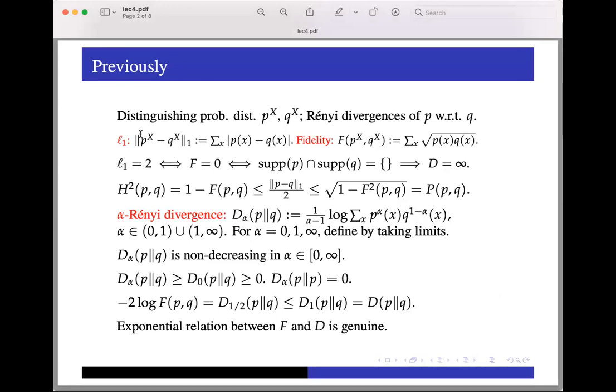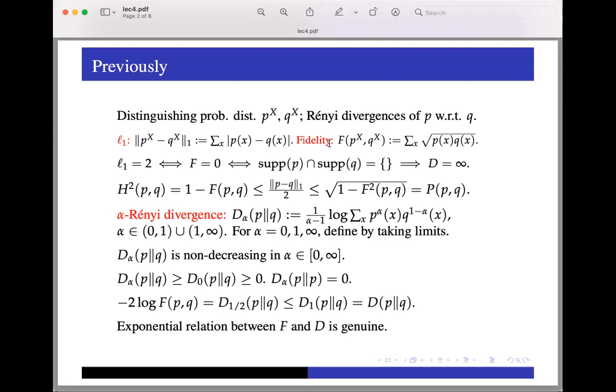So let us recall, this is the L1 distance between probability distributions, okay? And this is the fidelity distinguishing measure, also known as the Bhattacharya measure, between two probability distributions. So the L1 distance is the metric, which means that if P is equal to Q, the L1 distance is 0. If P is not equal to Q, L1 distance is not equal to 0. It is symmetric and it satisfies the triangle inequality.